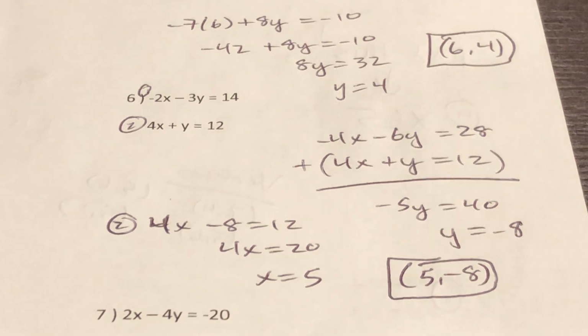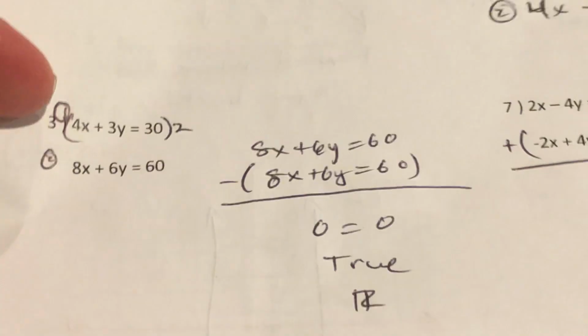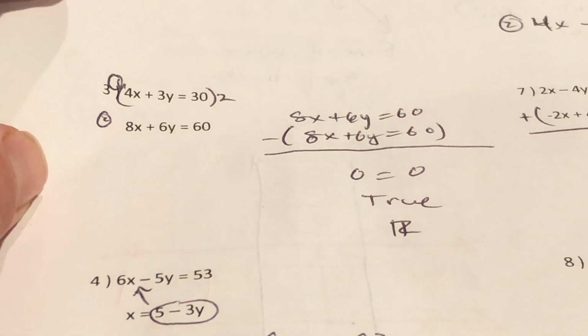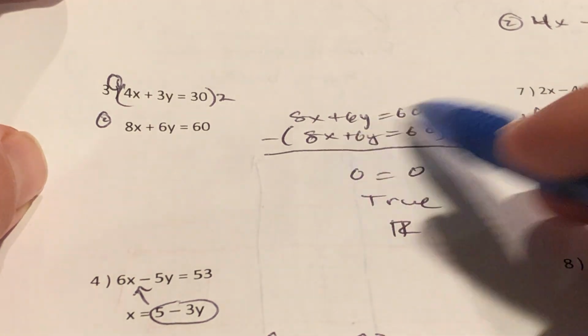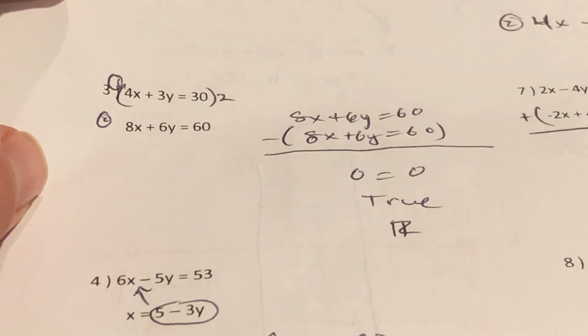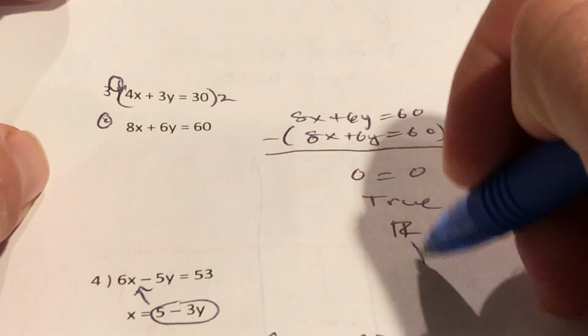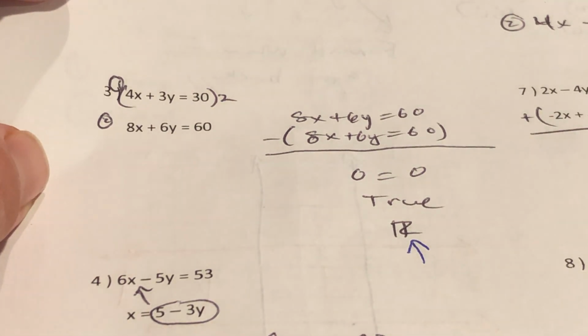Numbers 3 and 7 are special. Number 3, I'm going to double the first equation. I have the same equation twice. When I subtract the second equation from the first equation, I get 0 equals 0. That's a true statement, all real numbers. So this is your actual answer, all real numbers.